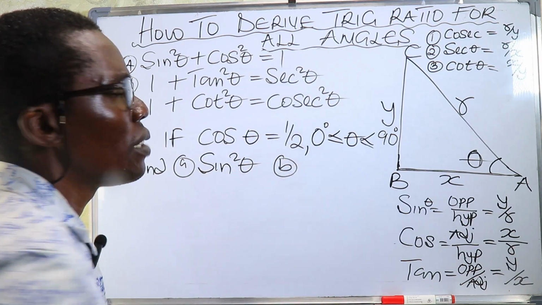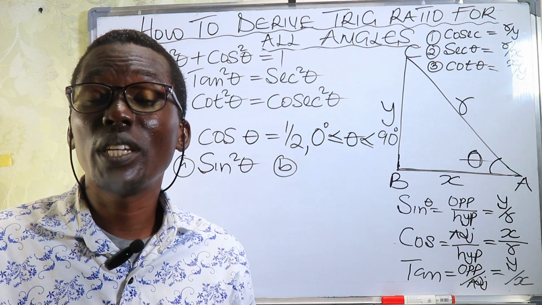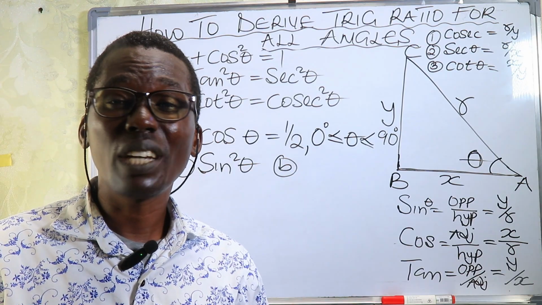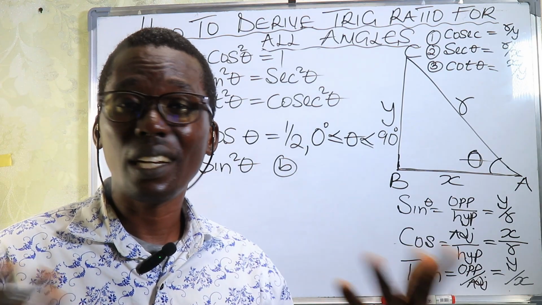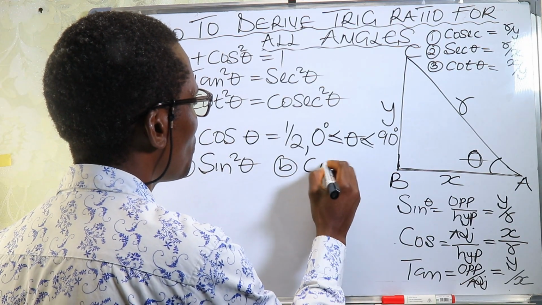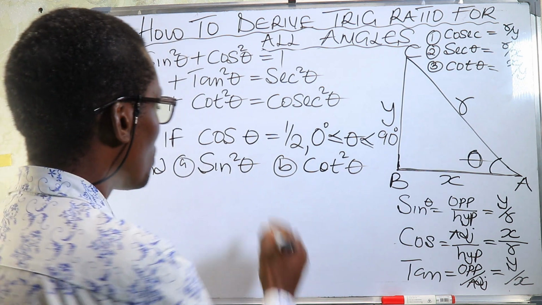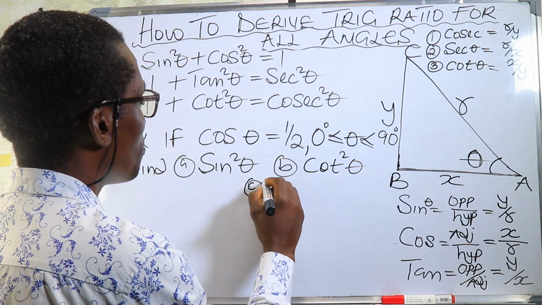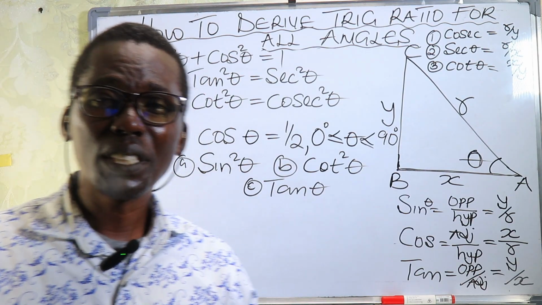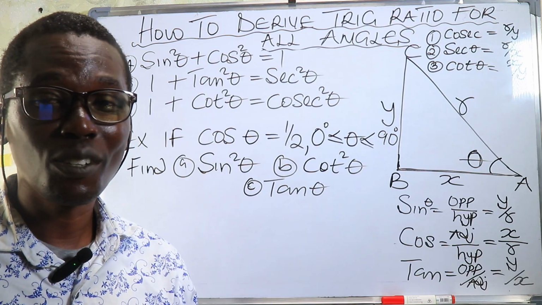B, they fit ask you make you find... They fit just ask you make you find cot square theta. That one na to test your ability on how to manipulate all these cosine and sine formulas. They fit ask you make you find cot square theta, and they fit ask you make you just simply find C, make you just simply find tan theta. So if they give you all this kind of question, wetin you go do? This na the way wey you go take see questions like this.